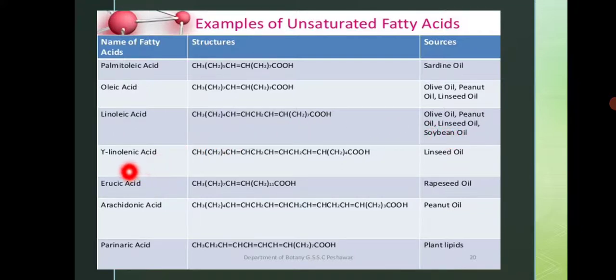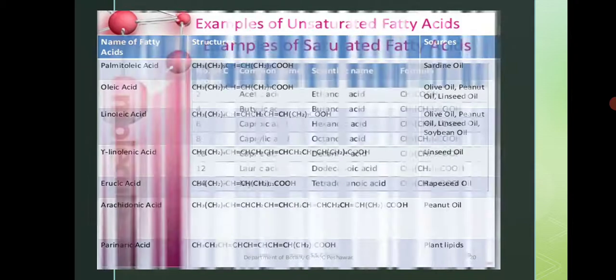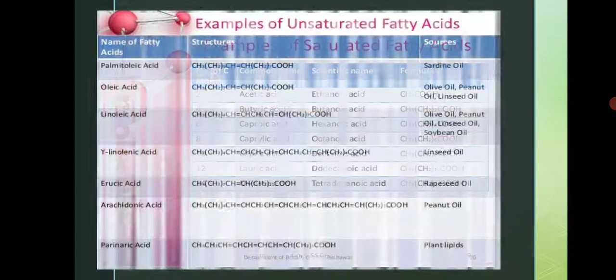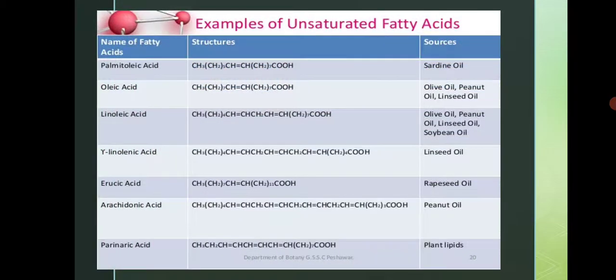Next is linolenic acid which is obtained from linseed oil. Erucic acid which is obtained from rapeseed oil. Arachidonic acid obtained from peanut oil. Parinaric acid obtained from plant lipids. Okay, so these are the examples of unsaturated fatty acid which contain the double bond. Okay, so that difference you have to keep in mind.